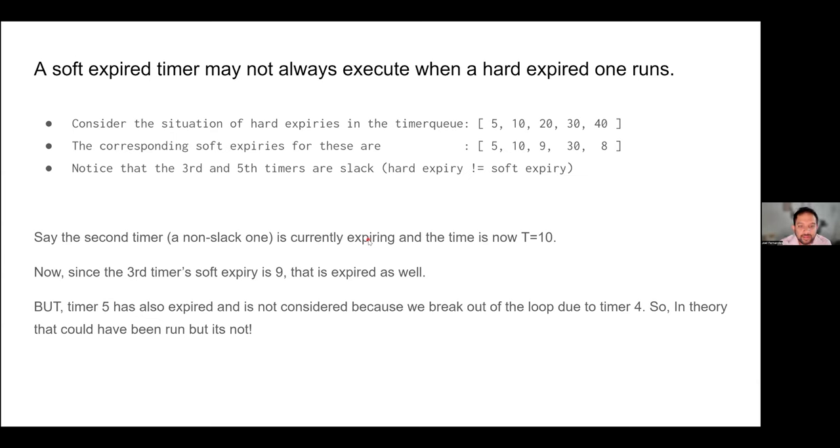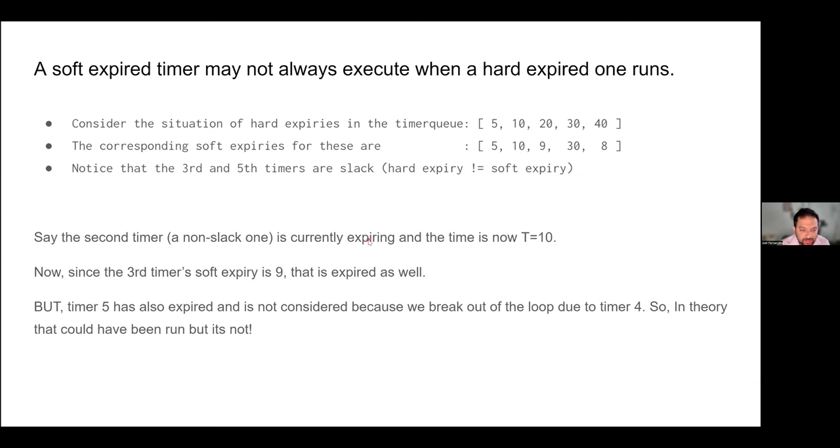So here the third and the fifth timer are slack. Like the third timer was soft expiring at 9 and hard expiring at 20. And the fifth one is also similar. However, because the second timer is currently expiring and the time is now 10 seconds, since the third timer's soft expiry is 9, we expire that as well, right? Because it has already soft expired.